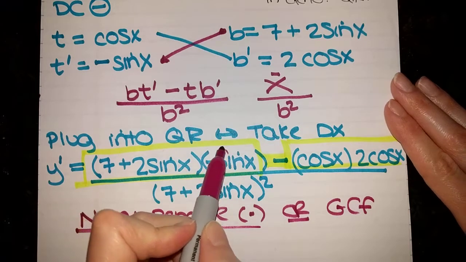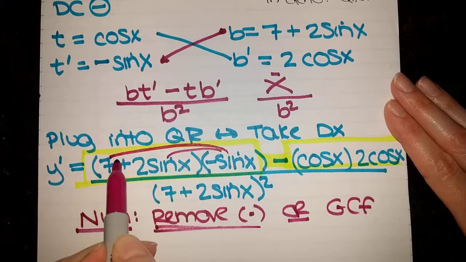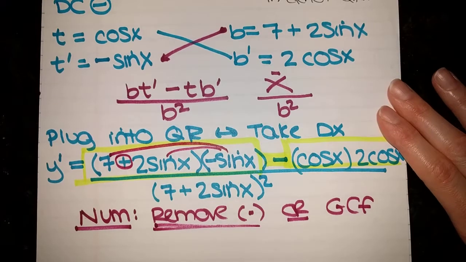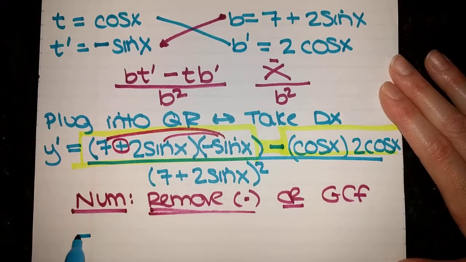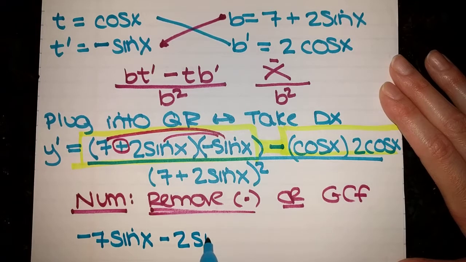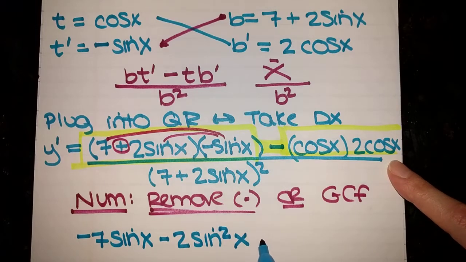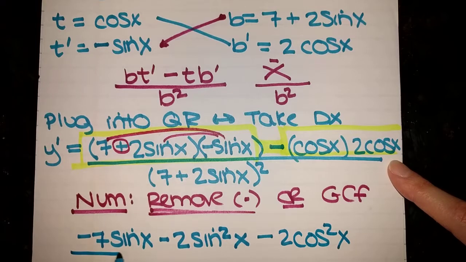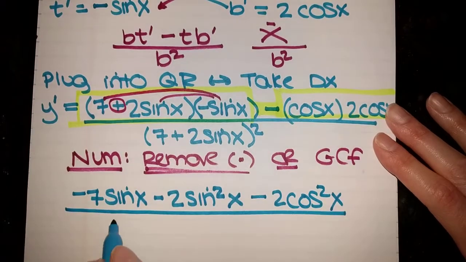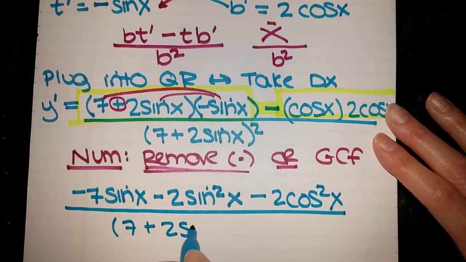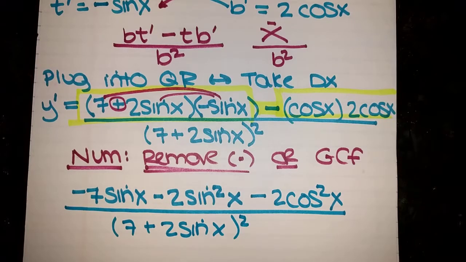So I will distribute the negative sine x to both of these terms, and that will give us negative 7 sine x minus 2 sine squared x. And then over here, I'm going to have a minus 2 cosine squared x, all over 7 plus 2 sine x, quantity squared.